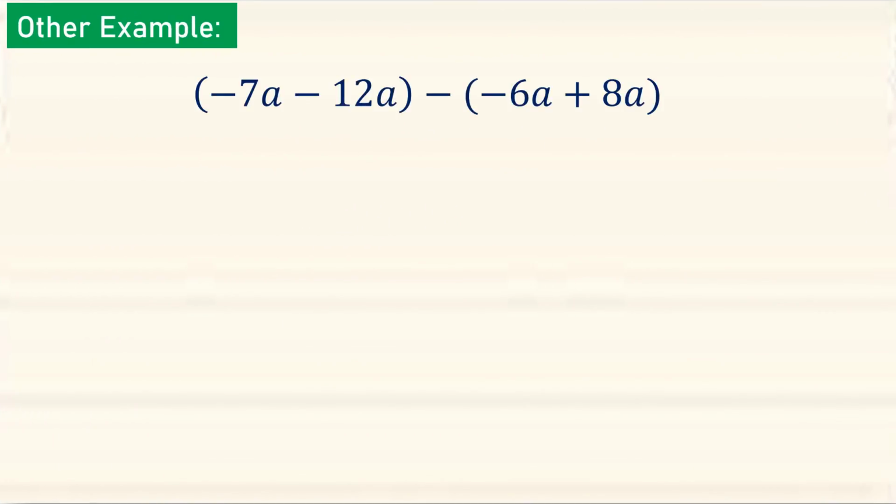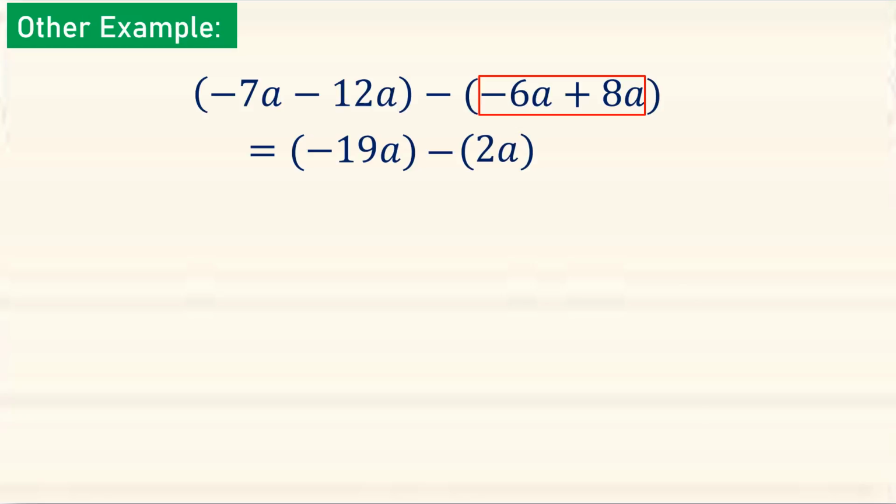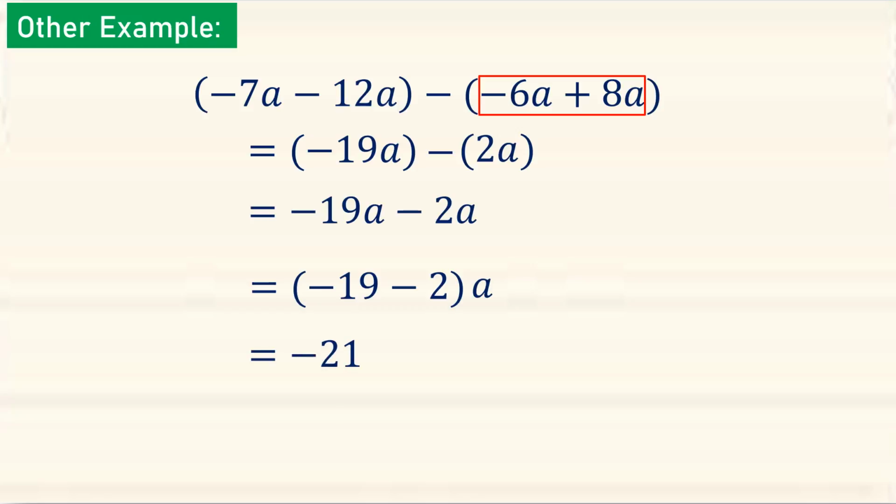So let us have the last example. We are going to have negative 7a minus 12a minus negative 6a plus 8a. In here, we are going to simplify the monomials inside the parentheses. So it is equal to negative 19a minus, we simplify this one, it is equal to 2a. Then remove the parentheses. So we have negative 19a minus 2a, which is equal to negative 19 minus 2, then keep the variable. Negative 19 minus 2 is negative 21. So we have negative 21a.